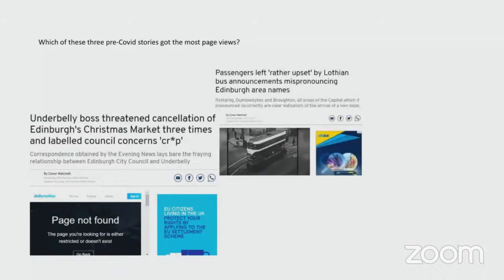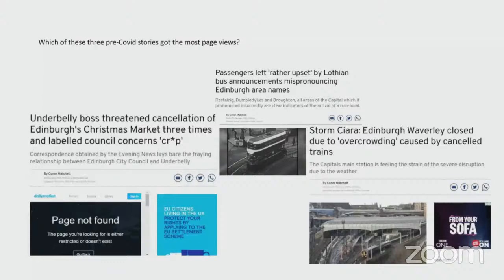I got this one, which was a funny one off the back of a complaint from a reader of the Evening News. And we have this one, which, if you remember the days before COVID when weather actually made a difference in people's lives, is this story. So Underbelly is story one, Lothian Buses is story two, Edinburgh Waverley, Storm Kira, story three. If I could have you rank from most read to least read in the chat, that would be great. I'll give you about 30 seconds to do that. If you think it's left to right, most read to least read, go 1, 2, 3. If you think it's the other way around, go 3, 2, 1, or any other combination of that.